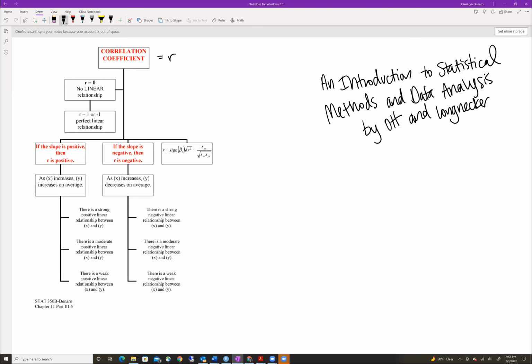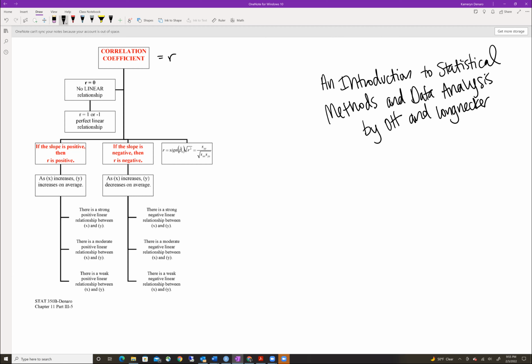The correlation measures the strength and direction of the linear relationship between X and Y, right? When we're just talking about two variables, we have one explanatory variable and one response variable. If R is equal to 0 or somewhat close to 0, that doesn't mean there's no relationship. It just means there's not a linear relationship. Otherwise, if R is equal to 1 or -1, it's a perfect linear relationship.